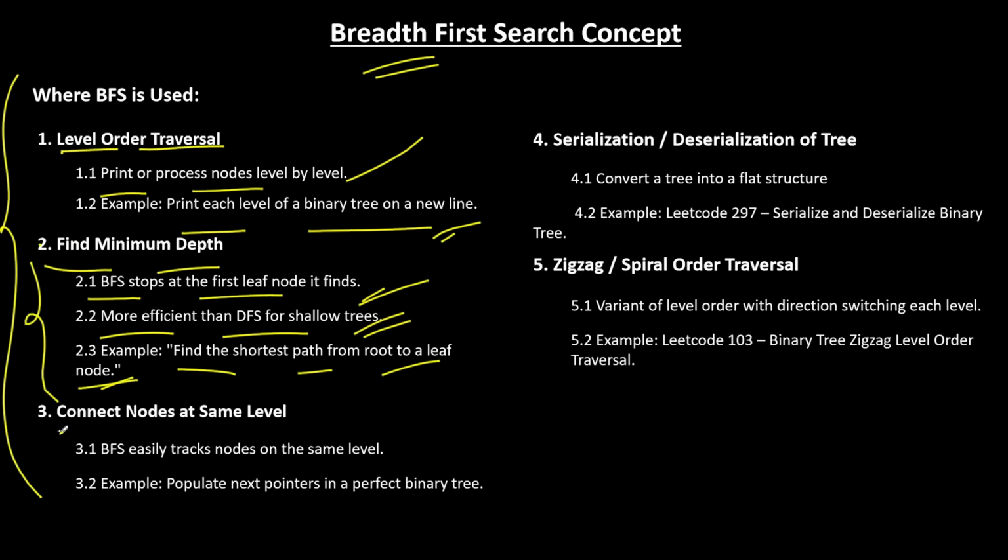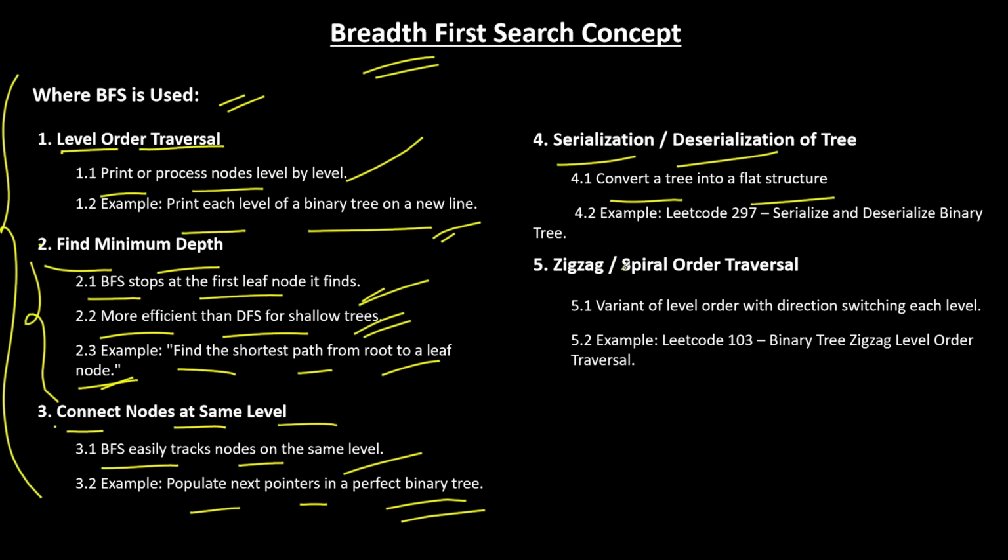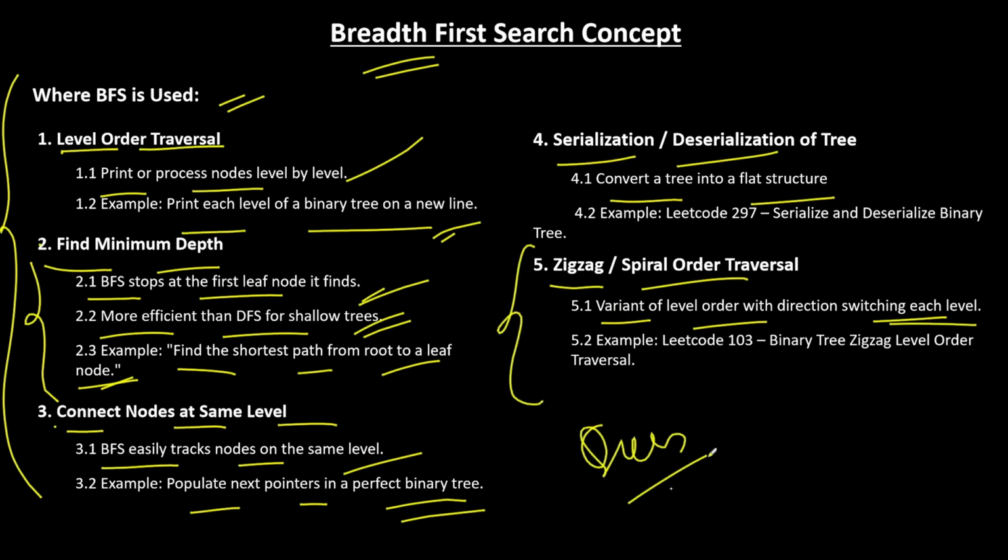Okay. Connect nodes at the same level. BFS easily tracks nodes on the same level, right? Populate next pointers in a perfect binary tree. So these are the questions, or the logics, where we can use BFS. Suppose in serialization and deserialization of a tree, converting a tree into a flat structure, or doing a zigzag or spiral traversal, a variant of level order with direction switching each level. So these are the questions or concepts where we use level order traversal or BFS.